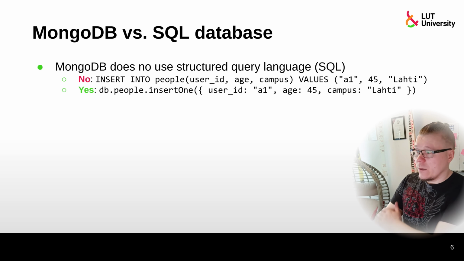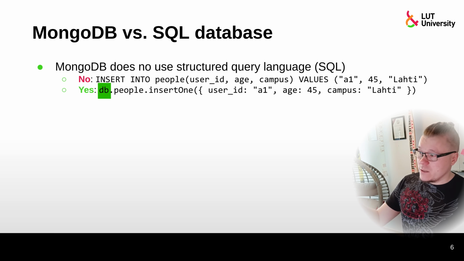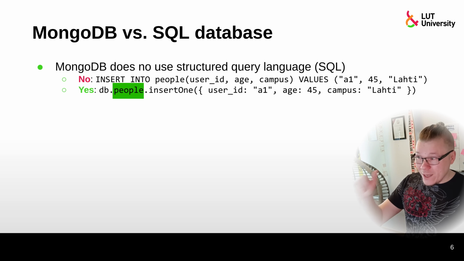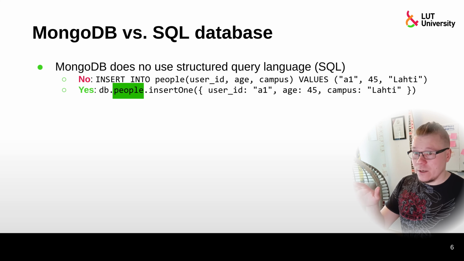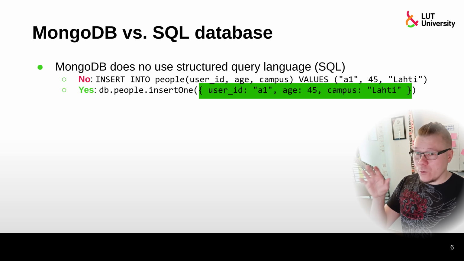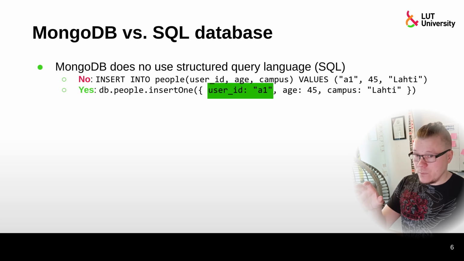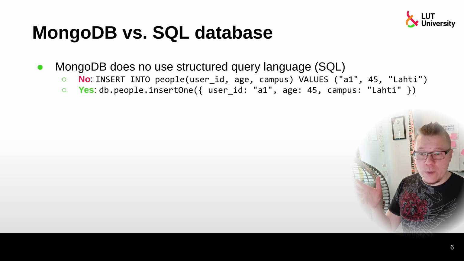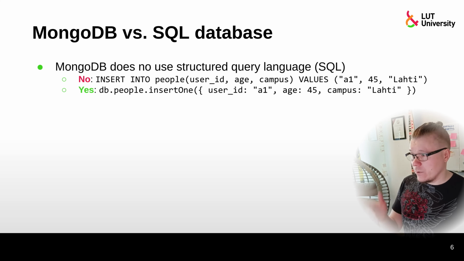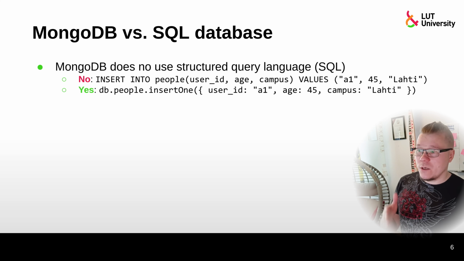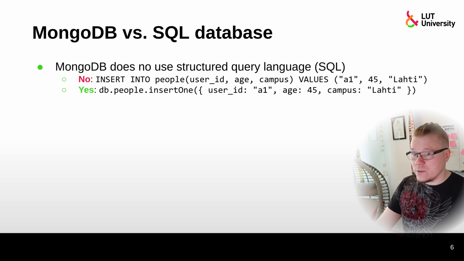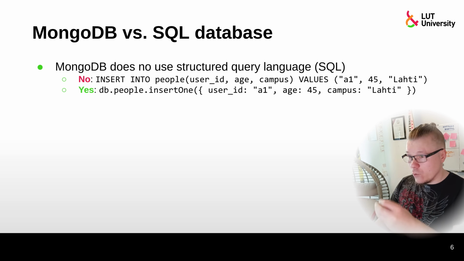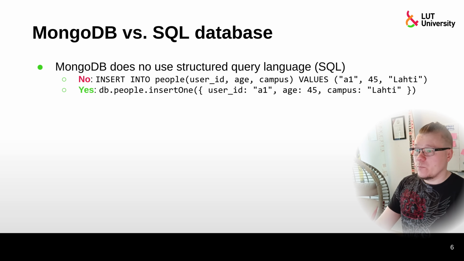But on the other hand, we have a database, then we have a people collection, and we are inserting a document there, and the document itself has fields. So we do not have tables, rows and columns. We have collection, document and fields. So here the fields are user ID, age and campus, and then we are providing this data in those fields that are included in this document. That is this JSON document, and then that's put into the collection.